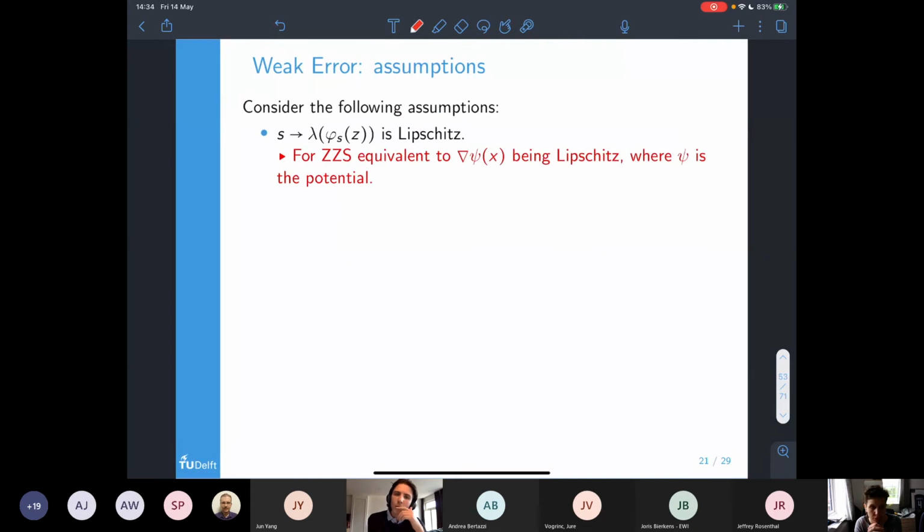Okay, then we can go into some weak error results, and let's start with some assumptions first. The first one is that this function, lambda phi of s of z, is Lipschitz in s. If you think about it, this is quite simple for Zig Zag because psi here is a potential, and basically what we need is something of this form.